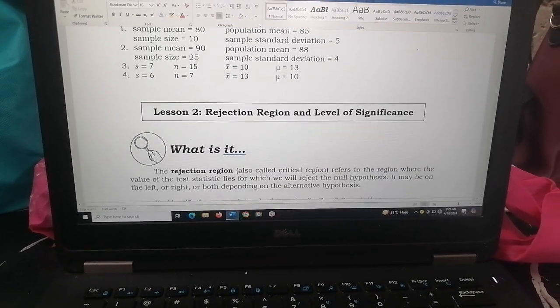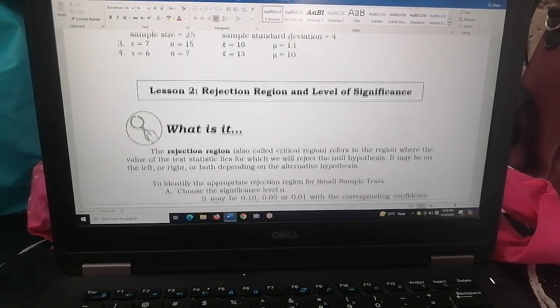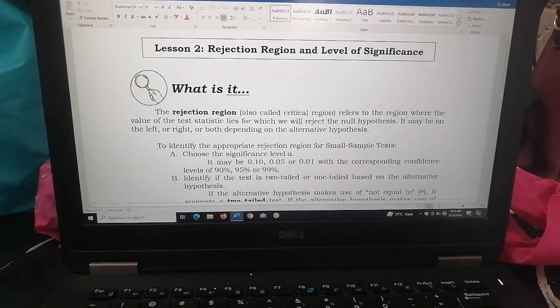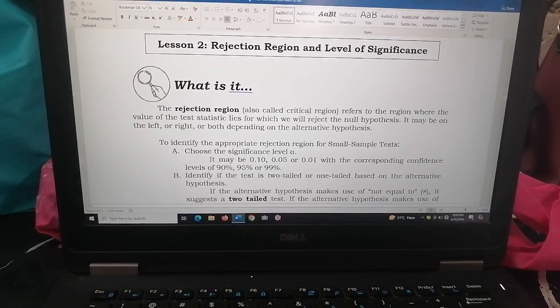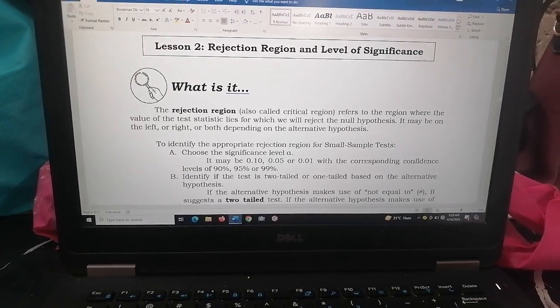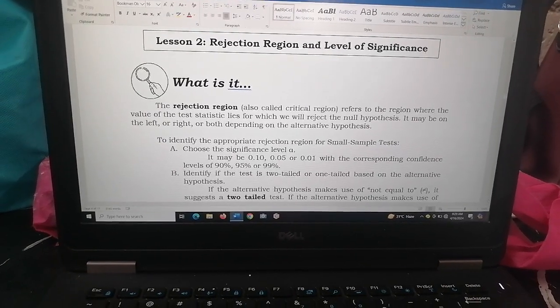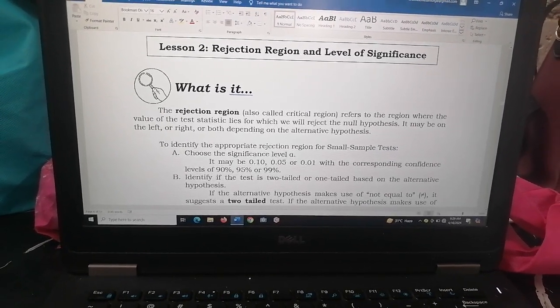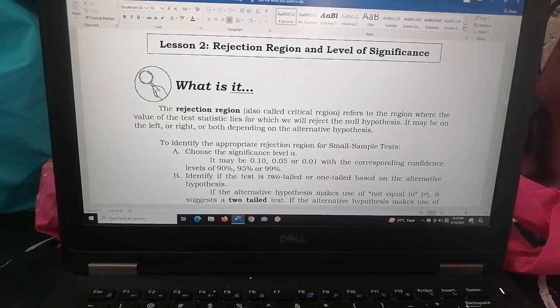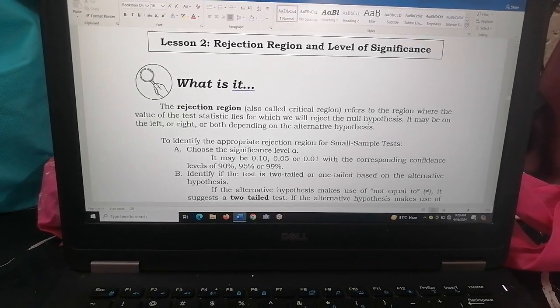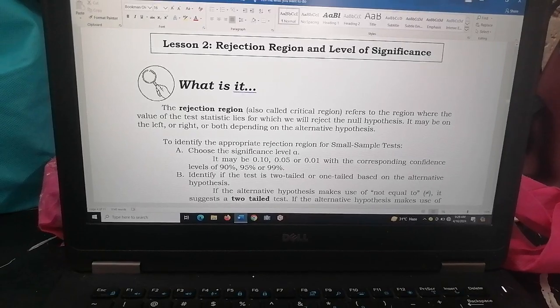Rejection region and level of significance. You already know this one: rejection region, wherein we have two-tailed, right-tailed, and left-tailed. Then for level of significance, we have 3. We have alpha is equal to 0.10, alpha is equal to 0.05, then alpha is equal to 0.01.